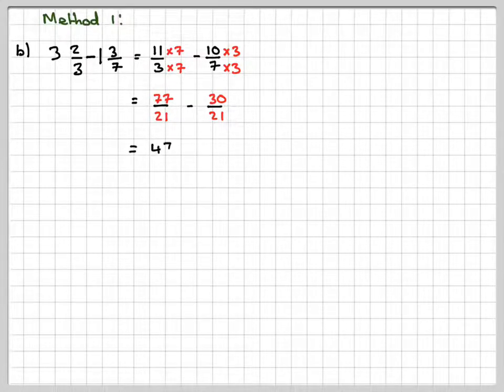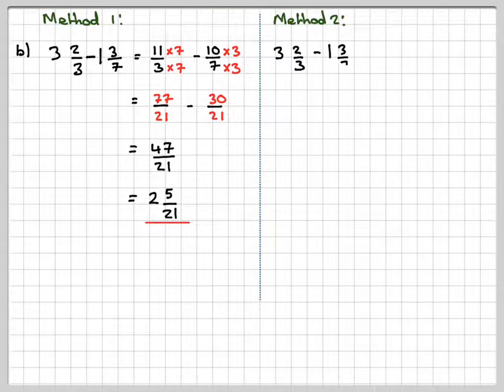And then we need to do 77 minus 30, which is 47 over 21. 21 goes into 47 2 times. 2 21s are 42, so there will be 5 left over out of 21.